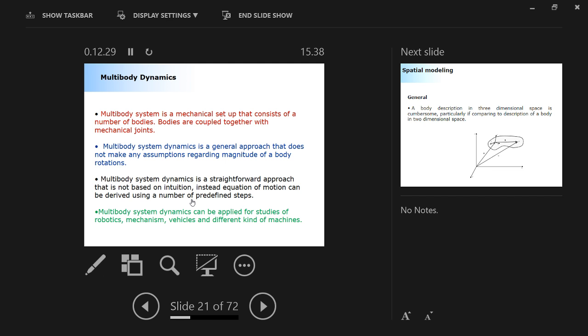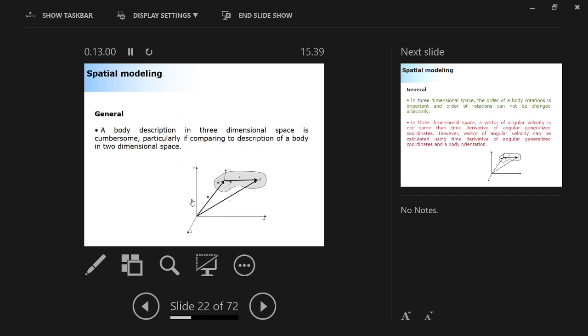Great. So, multi-body system dynamics, I claim that it's a straightforward approach. It's not based on intuitions. It's not based on any clever relations you can find in your system, but it is straightforward. You're just following a few steps, and you will get the equation of motion automatically. And that's it. It can be applied to a number of applications, including robotics, mechanisms, vehicles, biomechanical systems, and such.